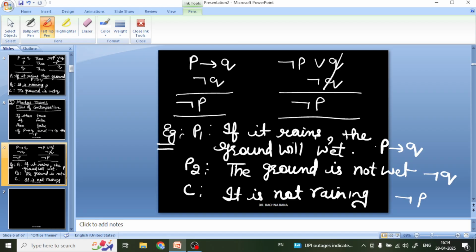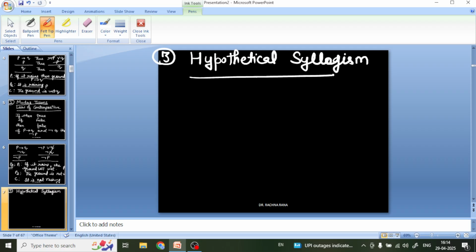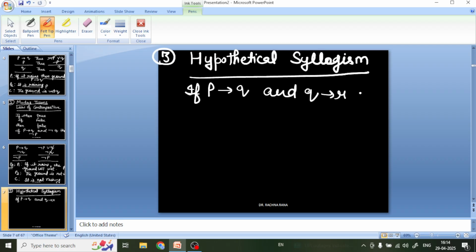The next rule of inference is hypothetical syllogism. If two conditional statements are true, that means if P implies Q and Q implies R, then P implies R.